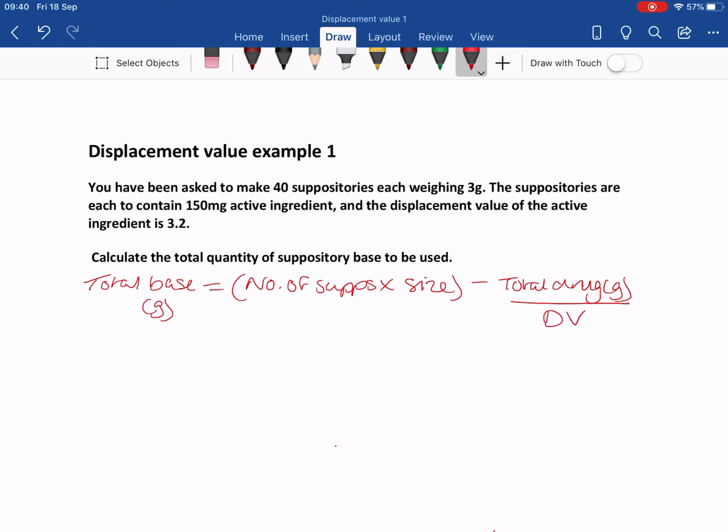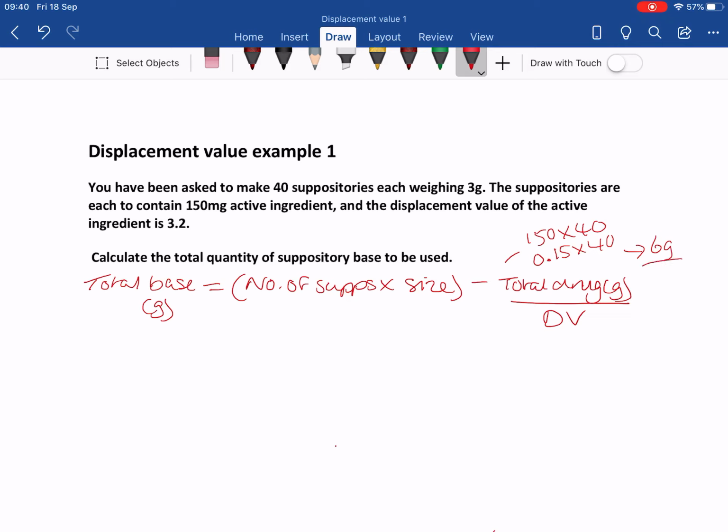We're actually given all of these figures in our question apart from the total amount of drug, but we can calculate this because we know there's 150 milligrams in every suppository and 40 suppositories. But we need this in grams, so we convert it to grams, which gives us 0.15 times 40. That tells us that we need 6 grams of drug in total.